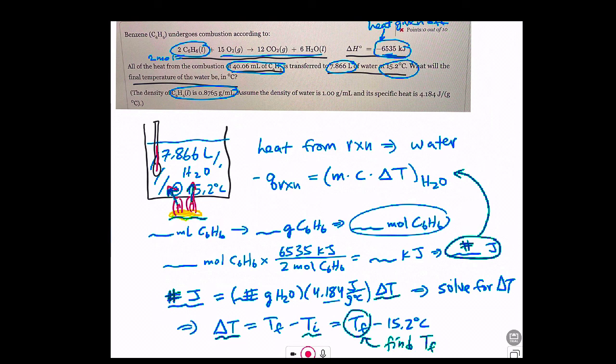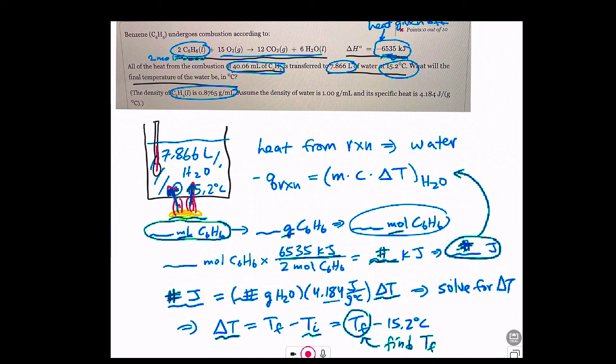So again, quick recap. All the heat of the reaction when the benzene burns is assumed to go into heating up the water. The amount of heat produced by the burning benzene can be determined by converting the milliliters of benzene into grams and then into moles using the stoichiometry of the balanced thermochemical equation. 2 moles of benzene produces 6,535 kilojoules of energy.